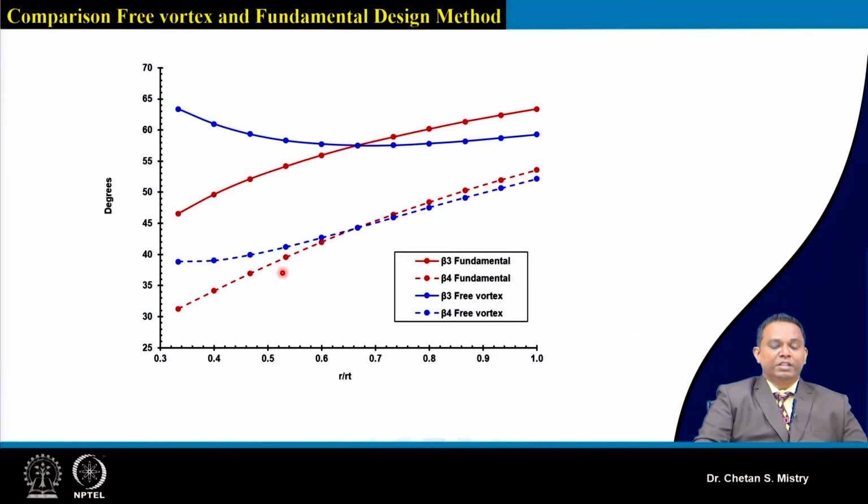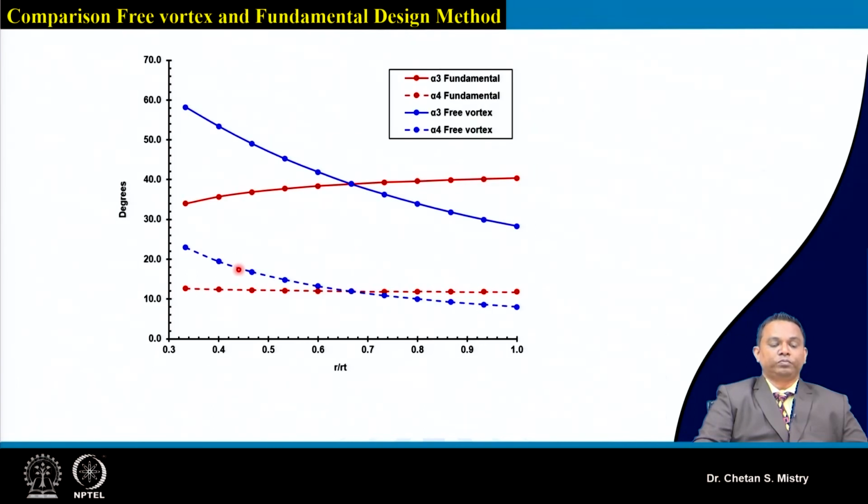So here, this red color one is representing the fundamental design approach for delta beta for rotor 2. This is representing how my delta beta varies near the hub region and near the tip region. If we look carefully, my delta beta for the free vortex near the hub is coming to be larger compared to what we are discussing for the fundamental design approach.